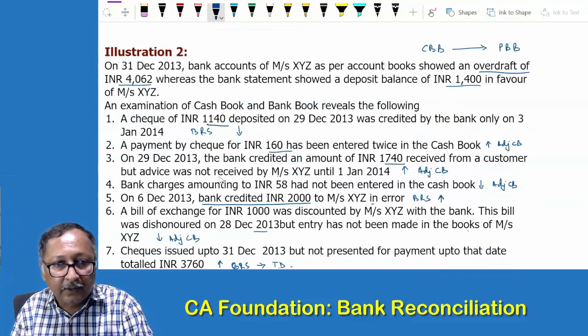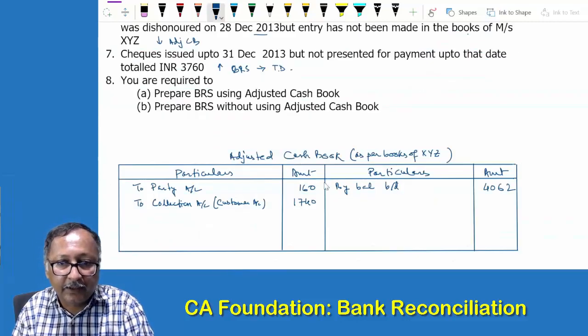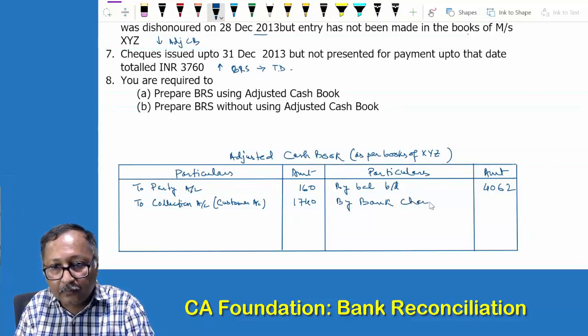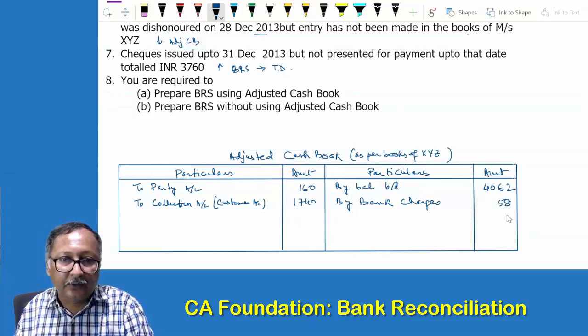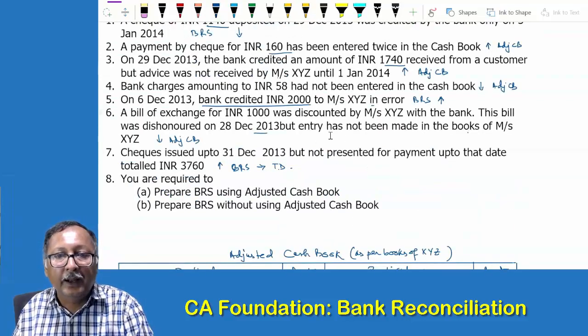Now, next is bank charges amounting to rupees 58 have not been entered in the cash book. This 58 rupees we have to enter in the cash book. We have to take the expenditure. You can take it by bank charges, 58 rupees. Now on 6th December, the bank credited 2000 rupees to XYZ Limited in error.